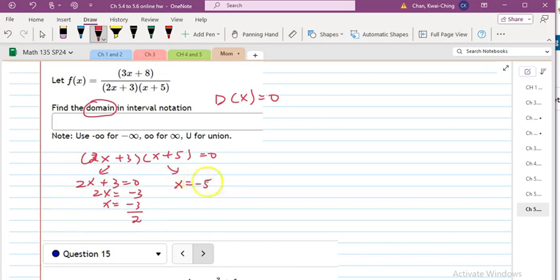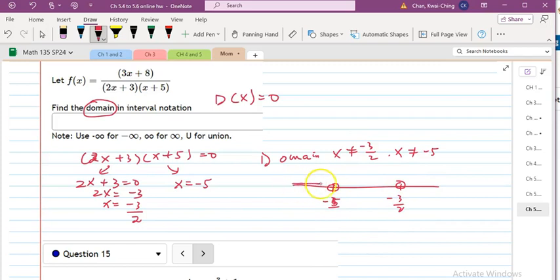But this is the equal. For the domain, I don't want it to be equal. X does not equal negative 3 over 2. X does not equal negative 5. So which one is lower? Negative 5 is lower. Right? So we don't want these two, but we want the others in the domain. It will be negative infinity to negative 5, union, negative 5 to negative 3 over 2, union, negative 3 over 2 to infinity.